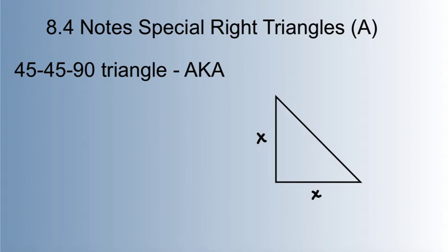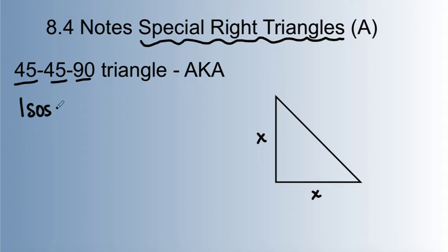Hi everyone. So today's lesson is on part A. It's a special right triangle, and we investigated this in class on Friday. So we're specifically talking about a triangle that has two 45 degree angles and is right, so it has a 90-degree angle. Now you may remember we also called this an isosceles right triangle, and this is going to be important.